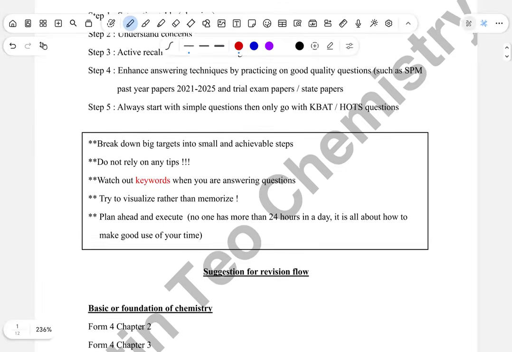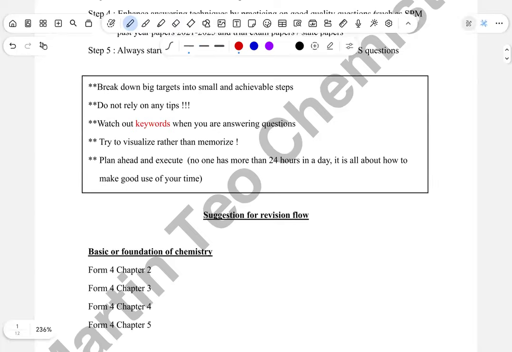Okay. Now, I would like to suggest a flow for your SPM revision. Again, this is not the ultimate thing you must do. It's just my suggestions based on my experience.